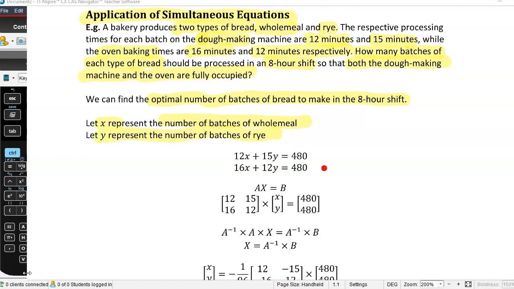So this second line has got to do with the oven baking. So 16 minutes for the wholemeal, 12 minutes for the rye over 8 hours. So both of them added up have to make up 8 hours. Same with the dough making machine. They both have to add up to make 8 hours. So they're my simultaneous equations.